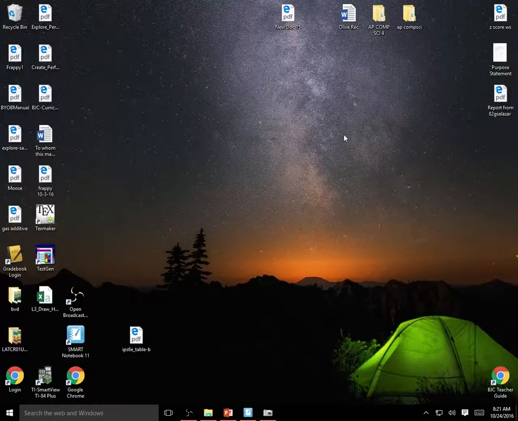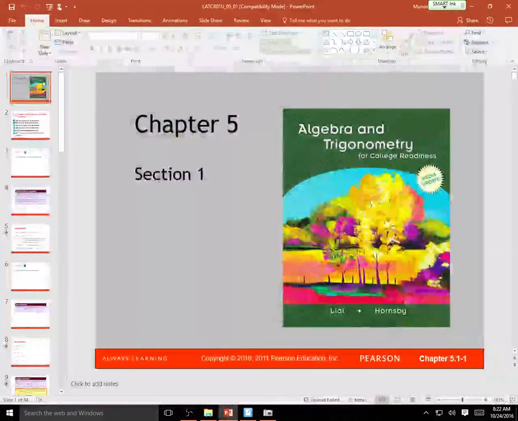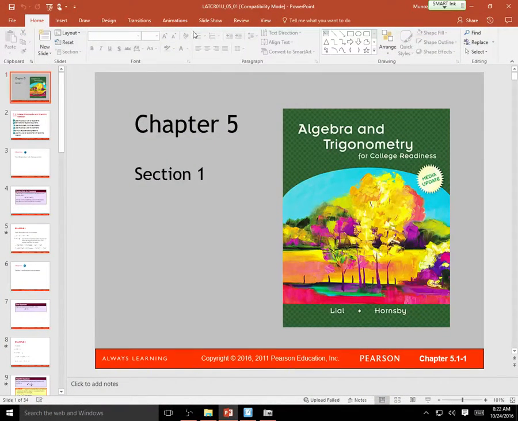Chapter 5 is about exponents, polynomials, and polynomial functions. So we're going to ease into 5.1 with exponents and the rules of exponents, which are super easy because they're just about addition and multiplication. So hip hip hooray! So great. All right, let's get started.